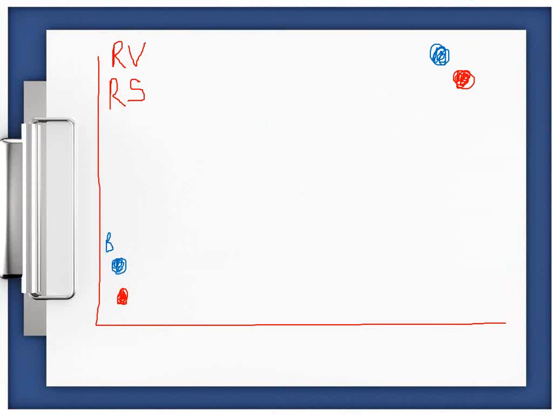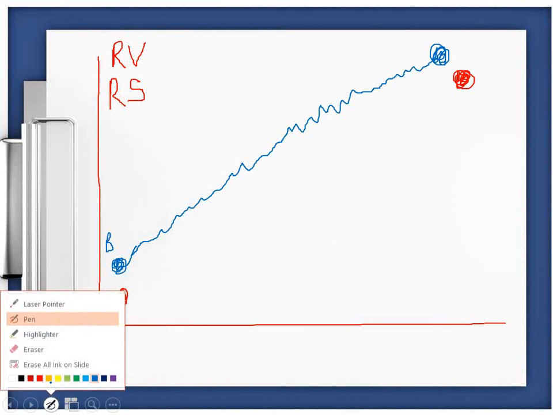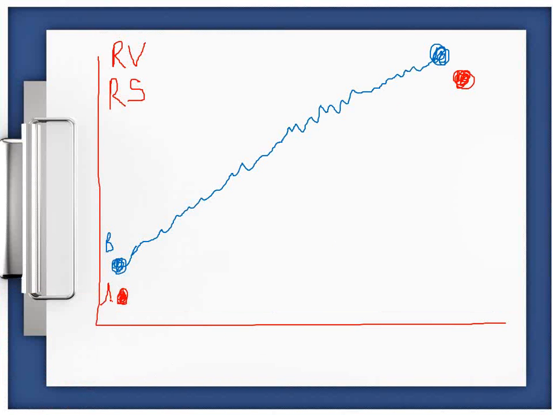So stock B goes like this. Whoops. This is over a few years, remember. Okay, so there's stock B, and now here's stock A. Stock A goes like this.